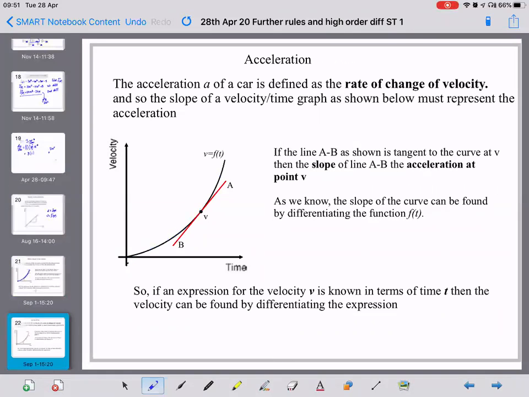If we then think about the acceleration of a car, that is the rate of change of velocity. So if we think of velocity as the rate of change of position, or the rate of change of distance, then acceleration is the rate of change of velocity. So the slope of the velocity time graph: if we've got velocity equal to a function of time, and we take the slope of that at a point, we get the acceleration.